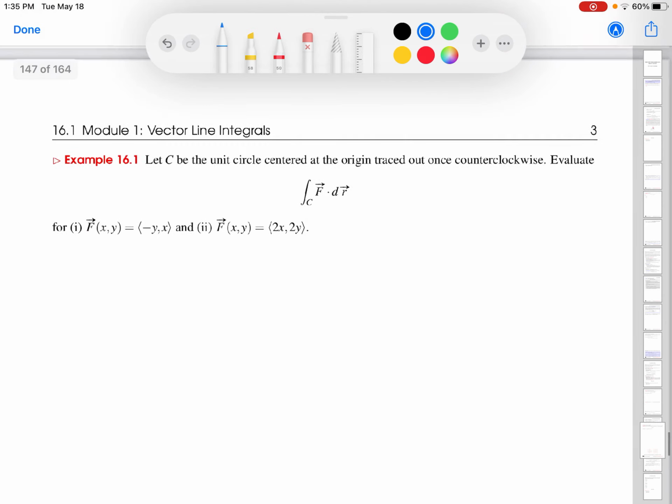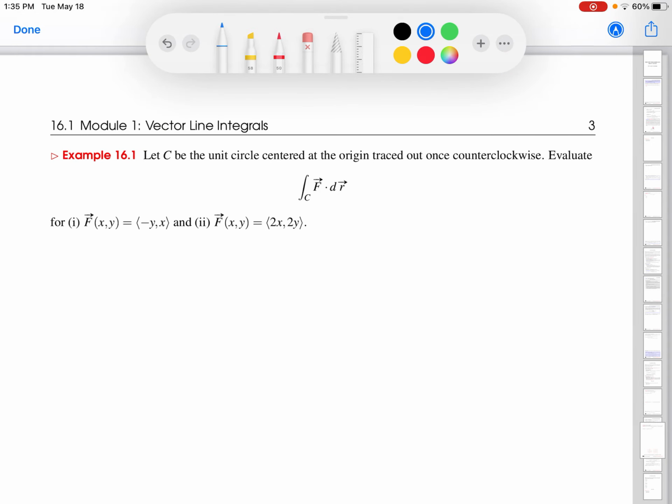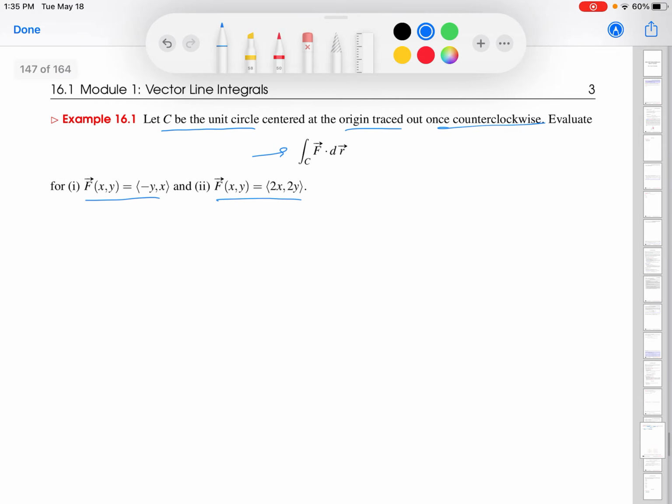So now let's go off and try to calculate some of these line integrals and talk about what they might mean. So in this example it says, let C be a unit circle centered at the origin, traced out counterclockwise, and then evaluate this vector line integral for these two vector fields. Great. We're using the same C for both of these, so let's just parametrize C once and for all, so then we can use it for these two calculations.